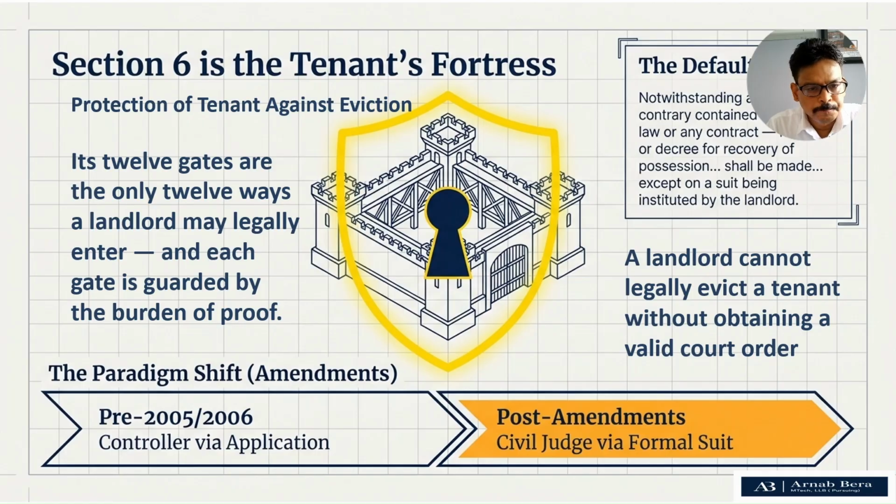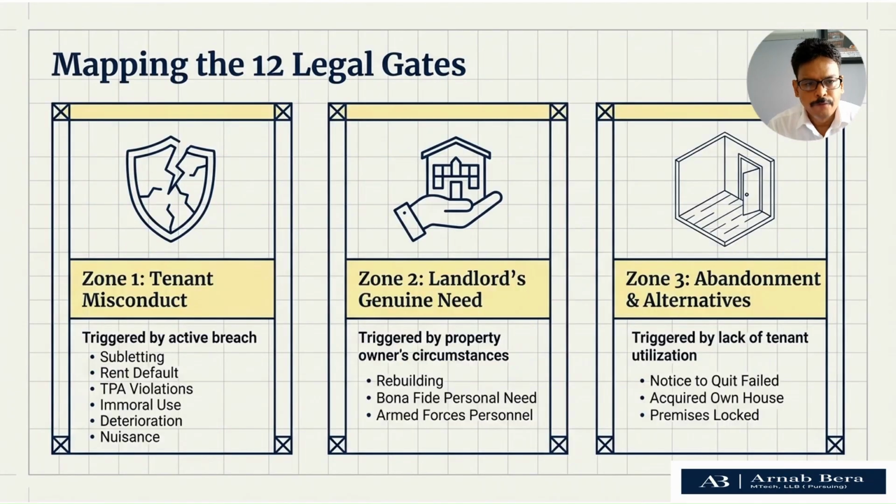Now in the next slides we are going to discuss what those 12 grounds are as per section 6. For your easy understanding, we have mapped these 12 grounds or gates in zones. In the first zone we keep tenant misconduct, triggered by active breach by the tenant, and there are subletting, rent default, TPA violations, immoral use, deterioration of the premises, and nuisance. These are the six grounds as per section 6 under tenant misconduct.